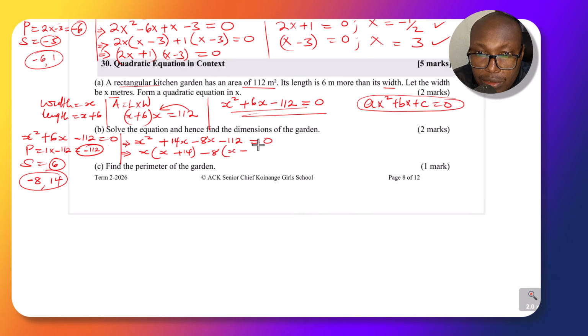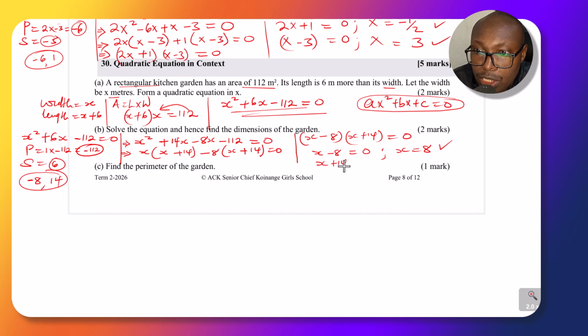So you have 8 then plus 14, like that. Then from here you have x subtract 8, then x plus 14 is equals to 0. So at this stage, it is either x minus 8 is equals to 0. And if that is the case, if you solve this equation, x minus 8 is equals to 0, x will be 8. And also, x plus 14 is equals to 0, x will be negative 14.